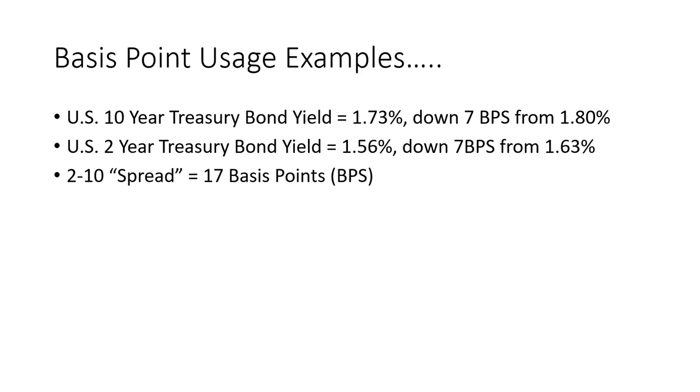And then we can take a look at the 2-year Treasury bond yield. And again, we can say that the yield is 1.56% on the 2-year Treasury bond. It's down 7 basis points from a week ago where it was paying 1.63%.